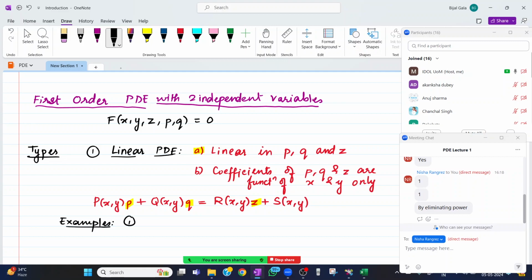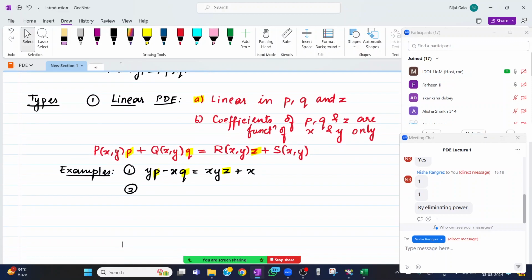So let's look at example number 1. Say y times p minus x times q is equal to x, y, z plus x. Is it satisfying both the conditions? Degree of p, q and z is 1. Also at the same time, if I look at the functions attached to small p, small q and small z, they're all only functions of x and y. Is this okay? Any doubts? Is this clear? Yes, ma'am.